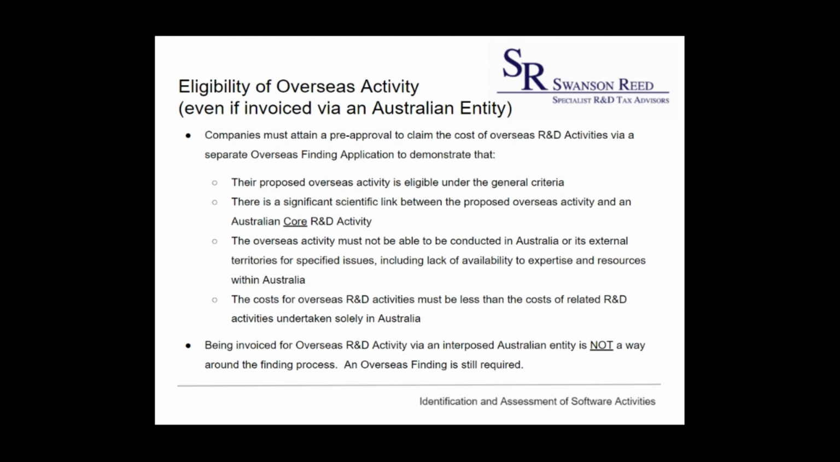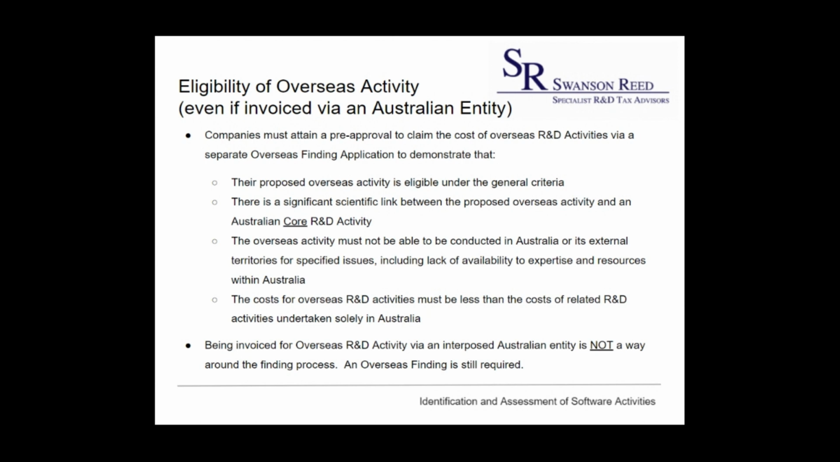The guidance also discusses the requirement for claiming overseas R&D activities under the R&D tax incentive. Australian companies often engage overseas-based developers to conduct software development activities as part of their project, and if so, consideration of this issue is important. The April 2022 guidance provides a reminder of the well-established requirement that companies must attain a pre-approval to claim the costs of overseas R&D activities via a separate application, which is called an overseas finding.